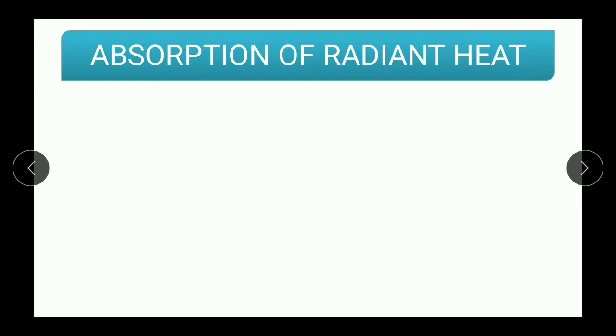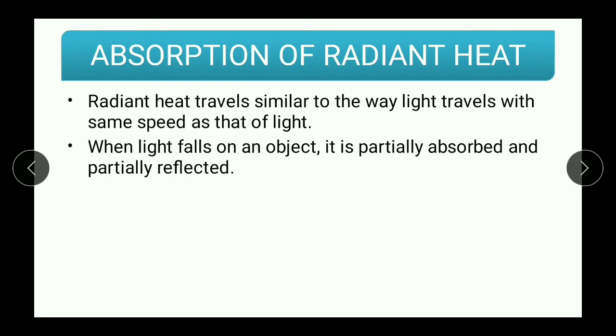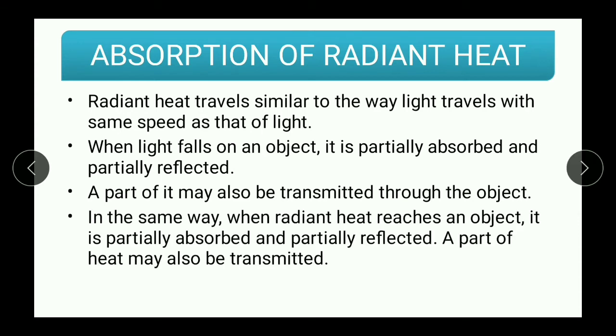Now comes the new topic, which is absorption of radiant heat. Radiant heat travels similar to the way light travels. In fact, it also travels with the same speed as that of the light. When light falls on an object, it is partially absorbed and partially reflected. A part of it may also be transmitted through the object. So these are the three things that happen. In the same way, when radiant heat reaches an object, it is partially absorbed, partially reflected, and part of the heat may also be transmitted. So these are the three things that happen with radiant heat.